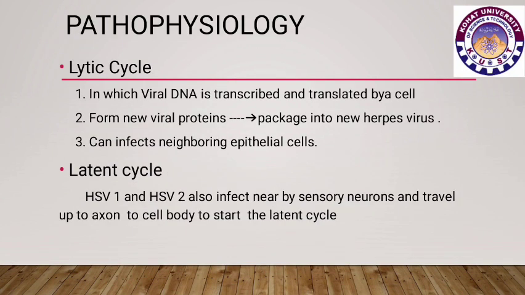Typically when herpes virus lands on a new host, in other words a person who never had herpes before, it dives into small cracks in the skin or mucosa and binds to epithelial cell receptors, which trigger those cells into internalizing the virus. Once inside, the virus starts up the lytic cycle, where its DNA gets transcribed and translated by cellular enzymes, which help to form viral proteins that are packaged into new herpes viruses, which can leave to go off and infect neighboring epithelial cells. HSV1 and HSV2 also infect nearby sensory neurons and travel up their axons to the neuron cell body to start up the latent cycle.